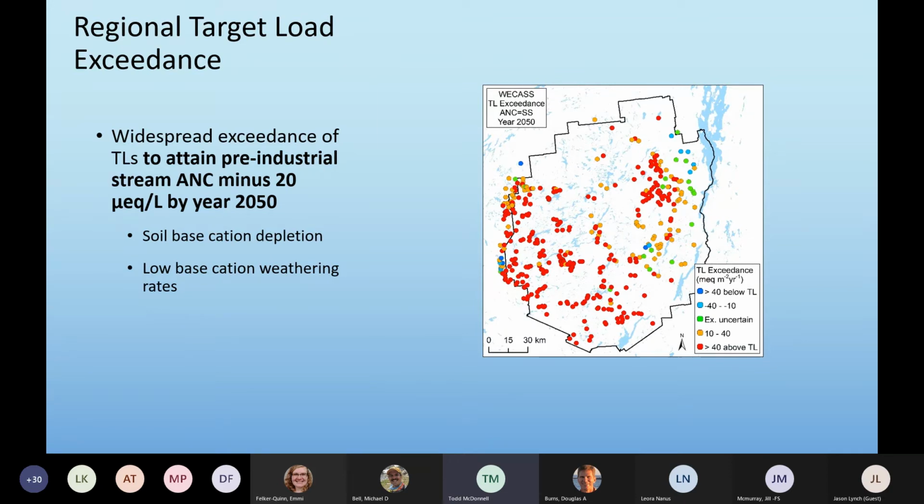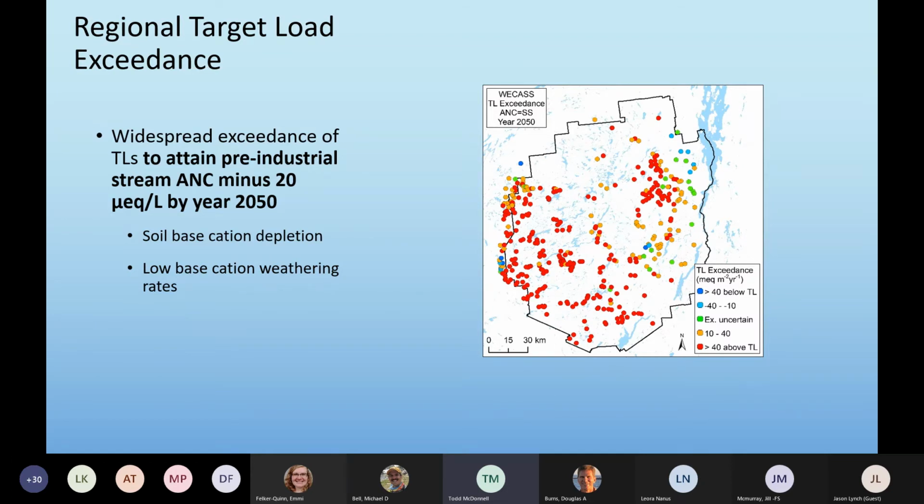And so, when you're looking 30 years out, that's just really not a long time, given the extent of soil-based cation depletion that's occurred in this area, and coupled with the low base cation weathering rates to replenish that soil-based supply. So when you look at these target loads and you have this time period, that's very important because it gives you a management time frame to work from, and it gives you a better understanding of how long things are going to take. If you looked out to 2150, we'd see fewer red dots because we're given more time to recover.